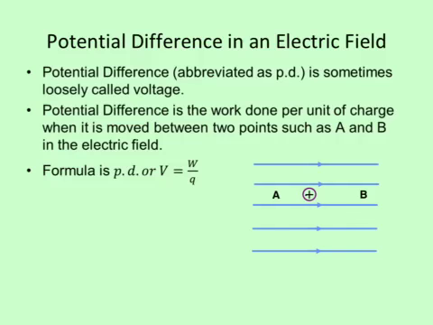So look at these field lines here, which indicate a uniform field, and you've got 2 points, point A and point B, and here is a positive charge that's been pushed along in the direction of the field lines from A to B.